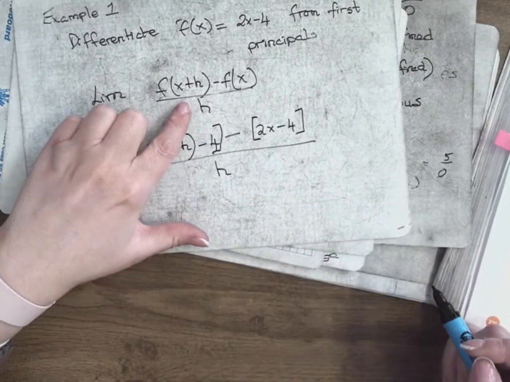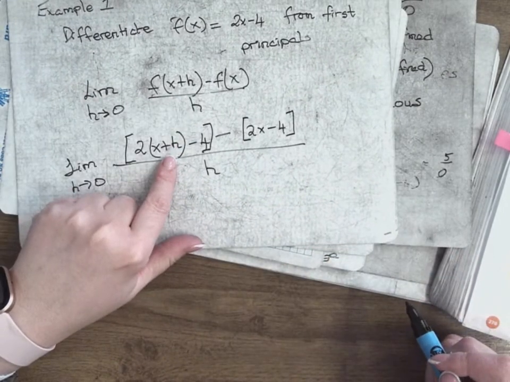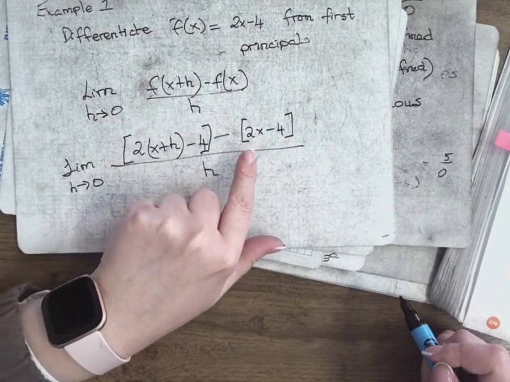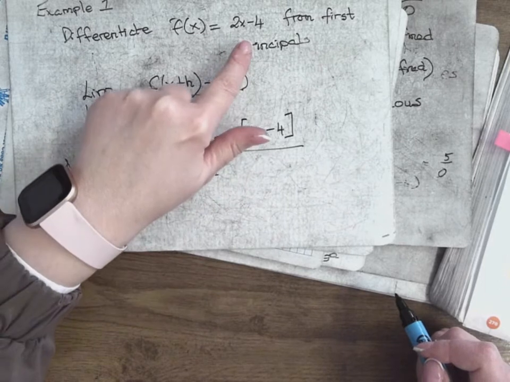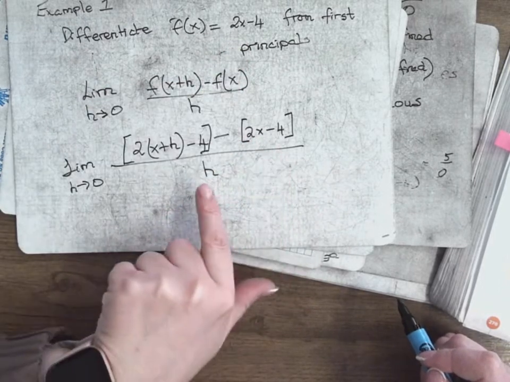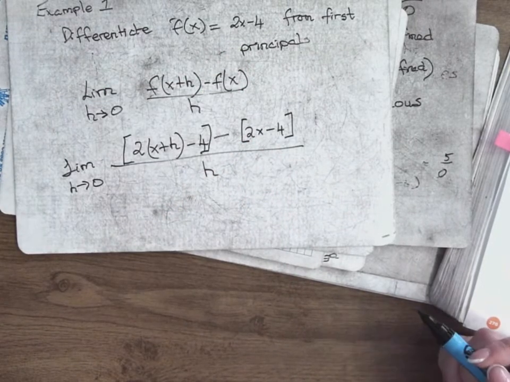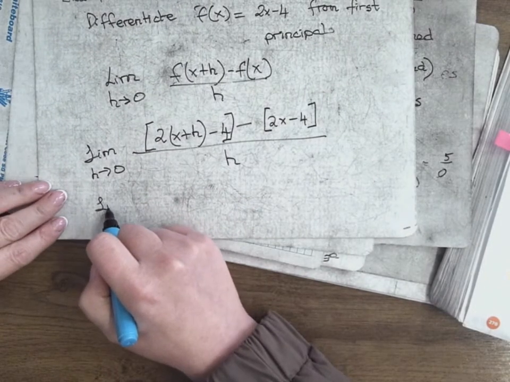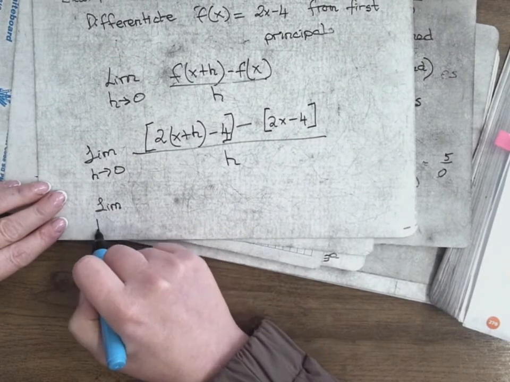So I got f of x plus h, right, by filling in, instead of x, putting in an x plus h. I take away f of x, which is my original function, and I'm going to divide it by h. Why? That's the rules, right? Okay, so I'm getting the limit as h tends to 0. I'm going to do that near the end.